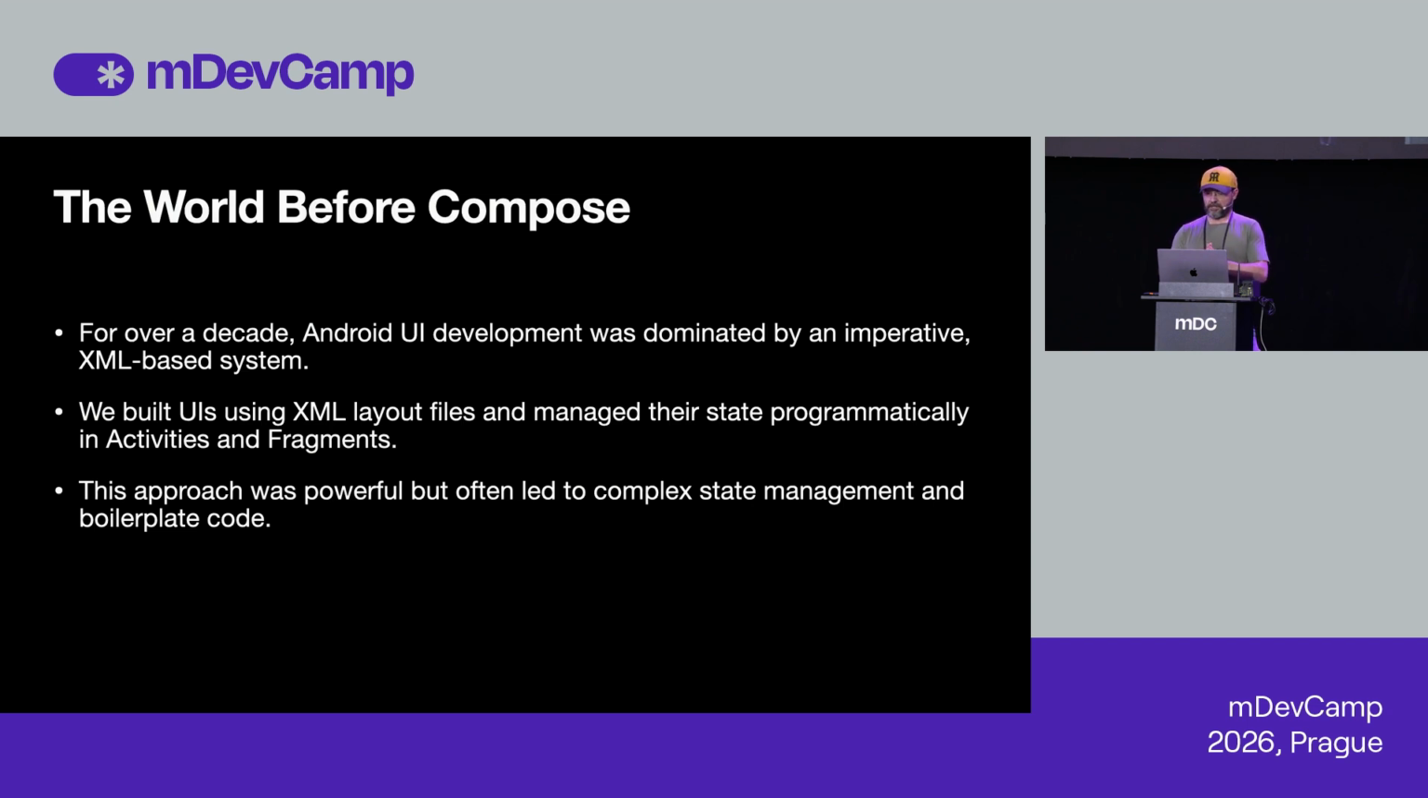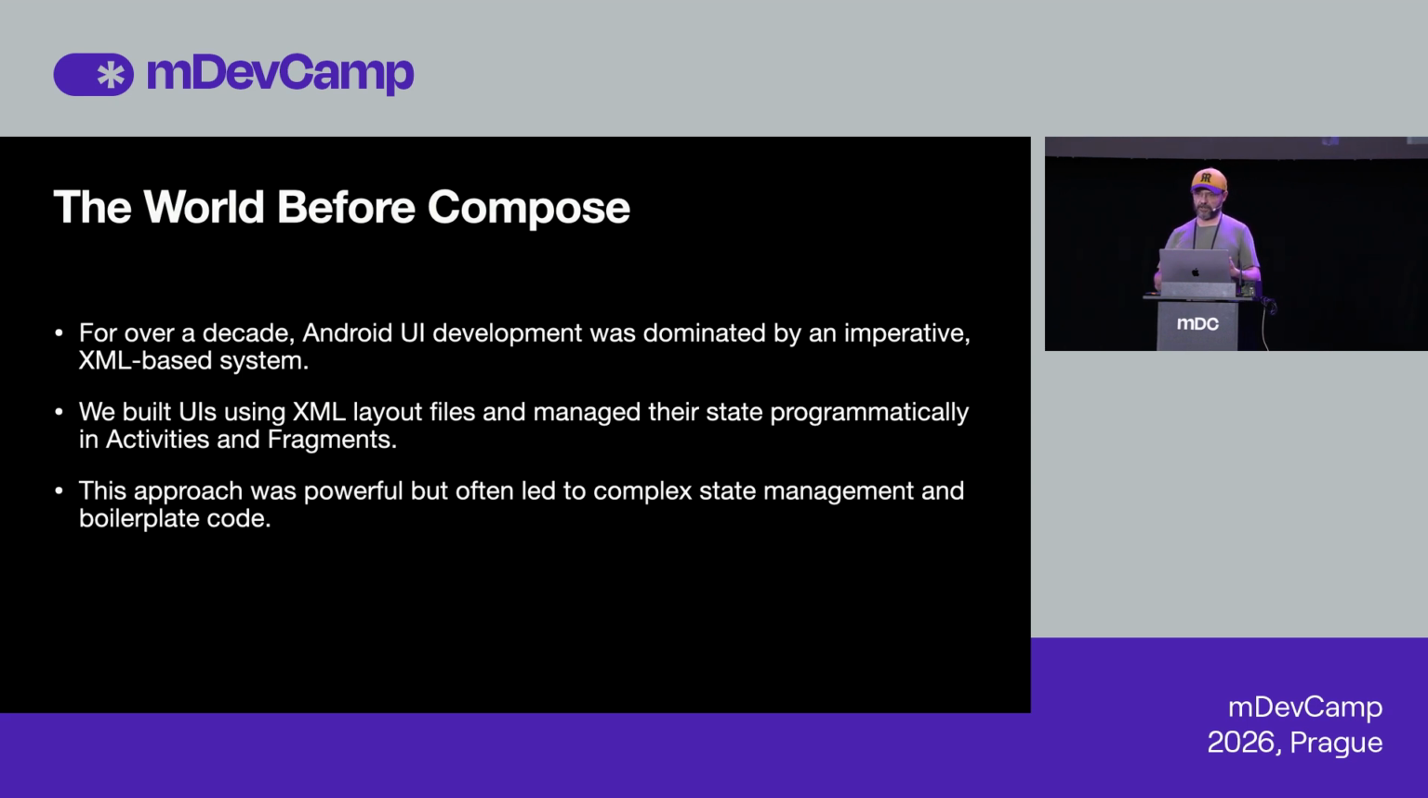I guess most of the people here know about Compose, the XML world, how the transition was, and the problem that one approach was trying to solve. In Android, since pretty much the beginning, we had an imperative approach, which was this XML-based system. We built the UI by creating XML layout files and managing their state programmatically in an activity or a fragment. We could call set functions to change the state and modify the properties, or a view class in the case we're not using XML. And well, this worked until it didn't work, I guess.